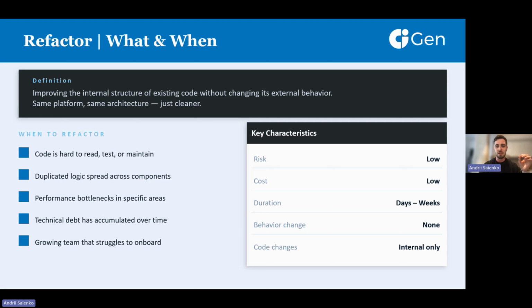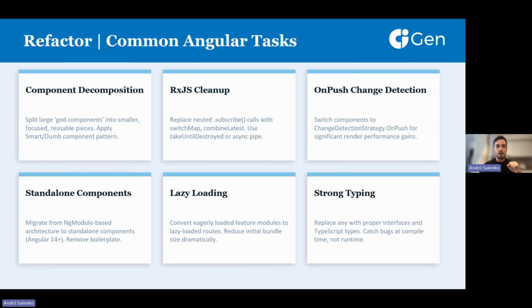The key characteristics in the panel on the right are important to communicate to stakeholders. Refactoring is low risk, low cost, and produces no behavior changes. That makes it the easiest sell to stakeholders among all these three strategies. So let's take a look at these six tasks, which represent the most impactful refactoring moves in a typical Angular project. And let me walk through each one briefly.